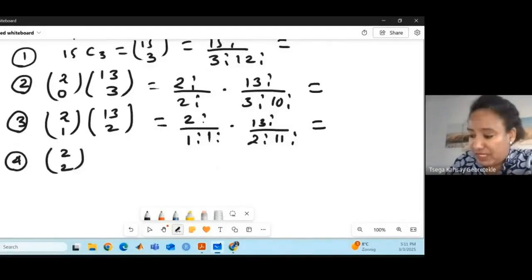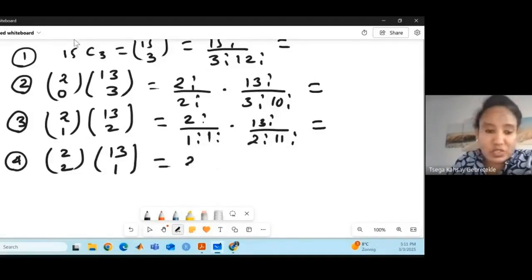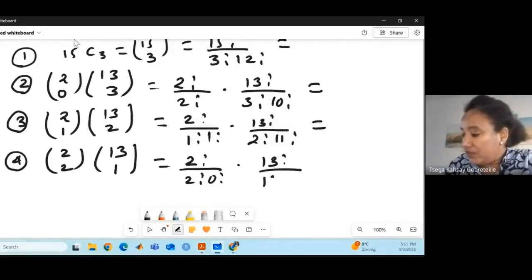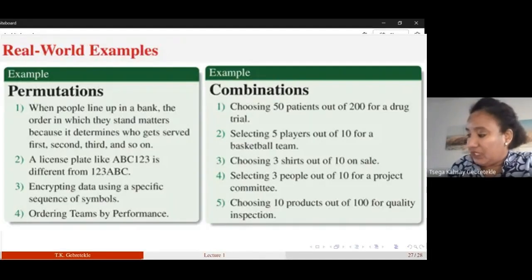The last one is 2 of the defective clocks are included. From the 2, 2 are included. And then from the 13, only 1 will be included because we need to have 3. And that will be 2 factorial divided by 2 factorial times 0 factorial, times 13 factorial divided by 1 factorial, 12 factorial. So this will be 13 because this cancels out.